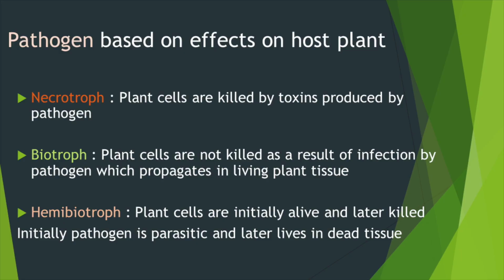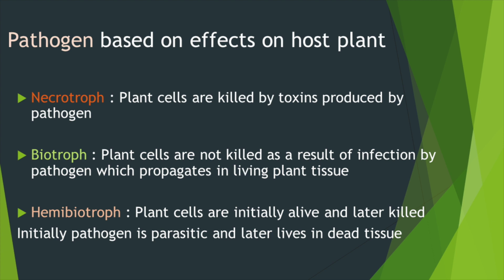Pathogens can again be classified into biotrophs, necrotrophs as well as hemibiotrophs, based on the disease symptoms that they produce. The first type, which is most dangerous to plants, is known as necrotrophic pathogens or necrotrophs. They will destroy the plant cells. They will kill the plant cells by inducing the production of certain toxins. So these are called necrotrophic pathogens.